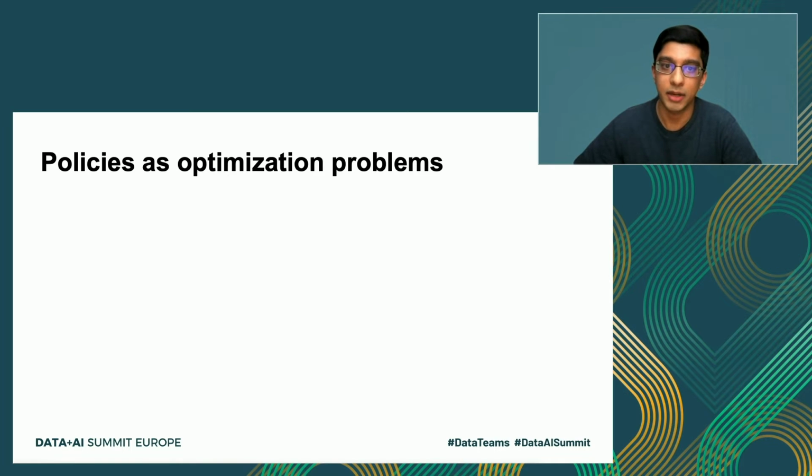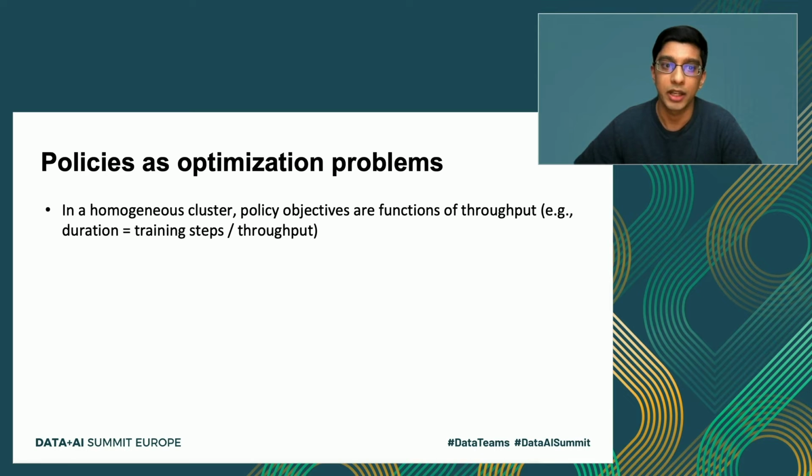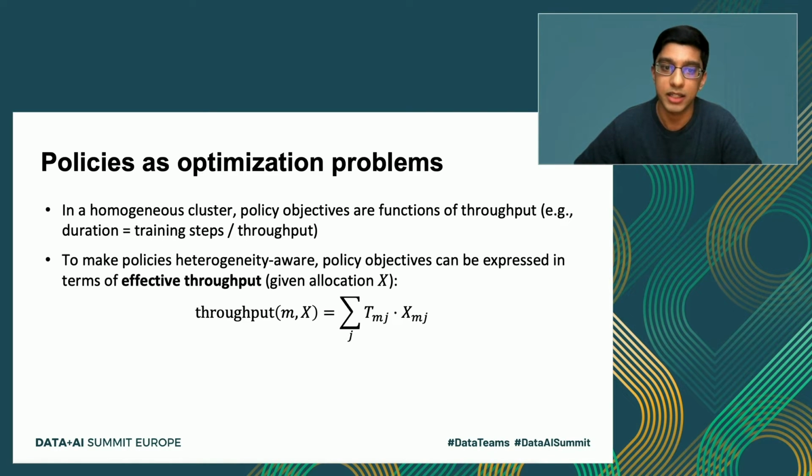So now let's talk about how we would actually represent a policy as an optimization problem. In the homogeneous case, we have policy objectives that are functions of throughput, where throughput is measured in training steps per second. But now in the heterogeneous case, we can express these policy objectives in terms of a quantity we call effective throughput. The effective throughput of a job is simply the weighted average of a job's throughput on each resource type, where the weights are given by the allocation matrix X.